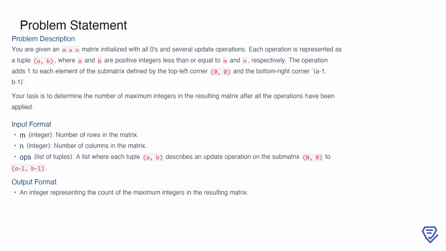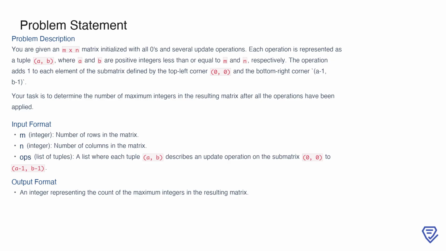In this problem, we start with an M×N matrix where all elements are initialized to 0. We are given a series of update operations, each represented by a tuple (a, b). Each operation increases the value of every element in the submatrix that starts from the top left corner, (0, 0), and ends at the bottom right corner, (a-1, b-1).